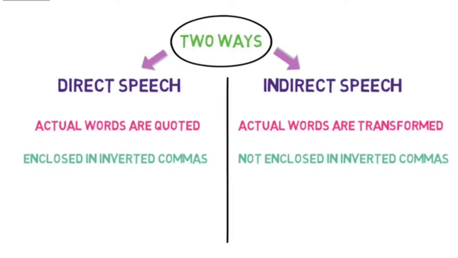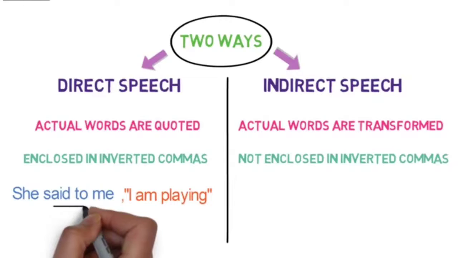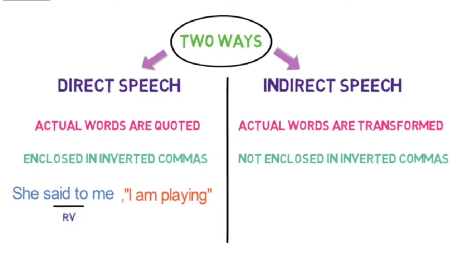Let's look into an example in direct speech. She said to me, "I am playing." Here, said to me is the reporting verb and I am playing is the reported speech.